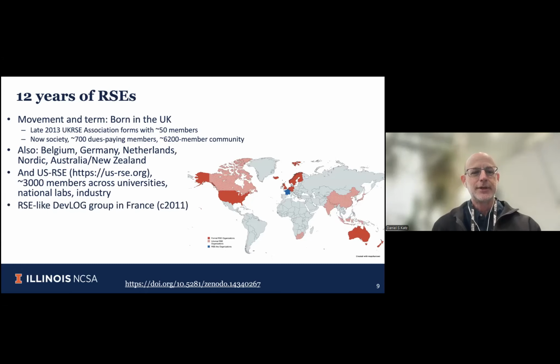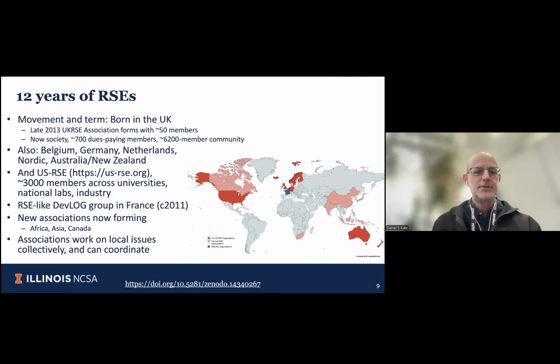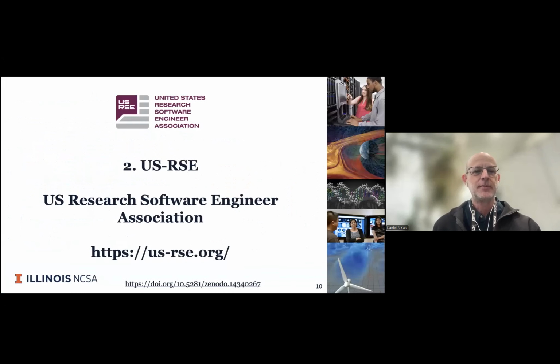And we also have RSE-like groups. There's one called Devlog that exists in France that's actually a year older than the RSE movement, which maybe is part of the reason it's not called RSE, but it has a bunch of similarities. And there's new associations forming in Africa and Asia and Canada. And these associations overall work on local issues collectively within their organization, within their nation or region or whatever, and they can coordinate across countries where that makes sense. And so that happens to some extent as well.